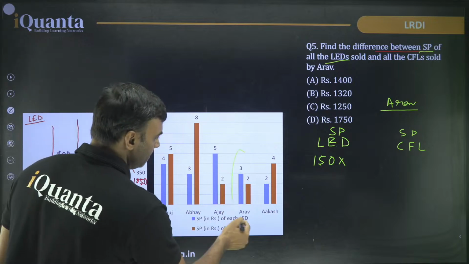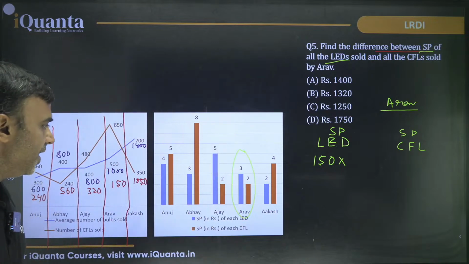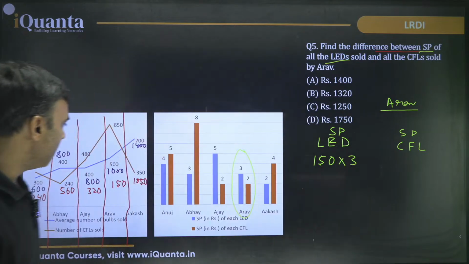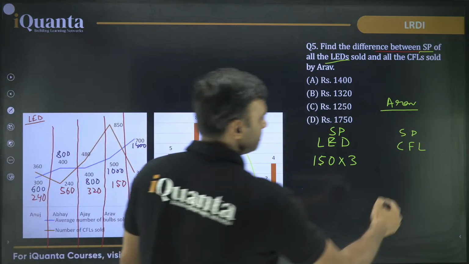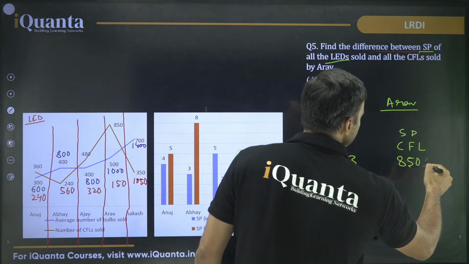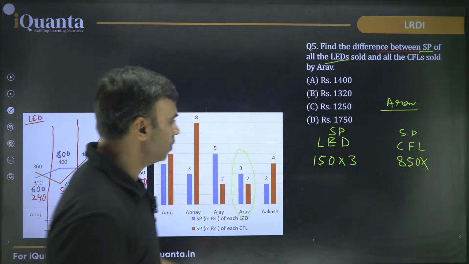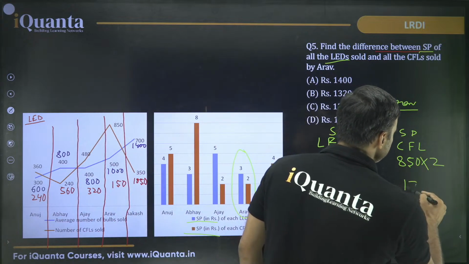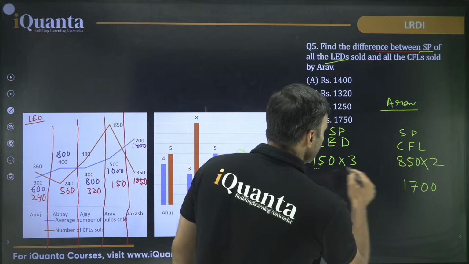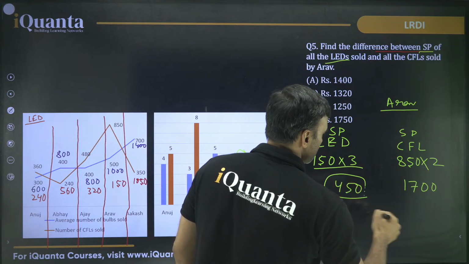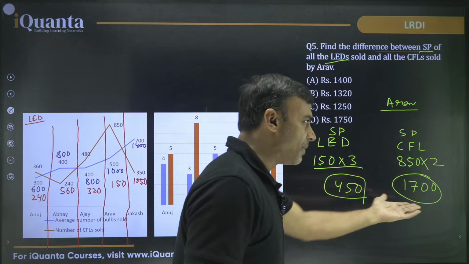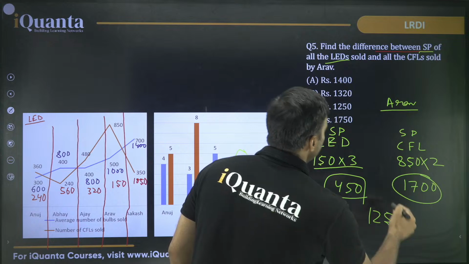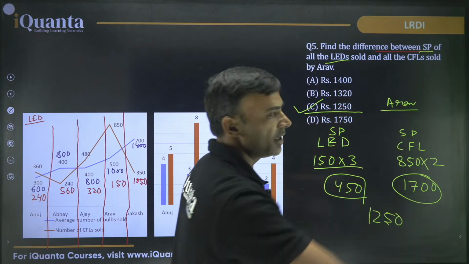So selling price of LED of RF, LED is the blue one, that is 3. CFL, how many CFL? 850. And what is the selling price of CFL for RF? It is 2. Look at the color coding. So 850 into 2, that is 1700, and 150 into 3, that is 450. Subtract. The order is not mentioned, so simple difference, right? So 1250. 1250 is the difference value. Where is the option? 1250, option C is the correct answer.